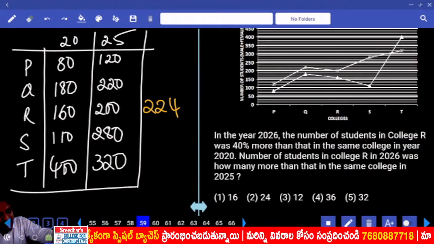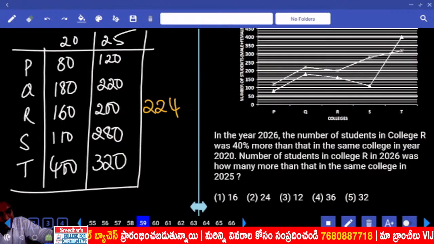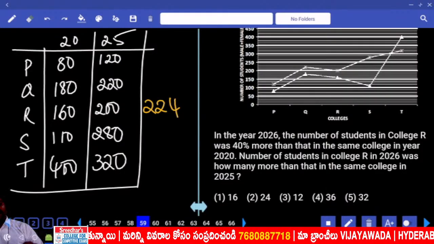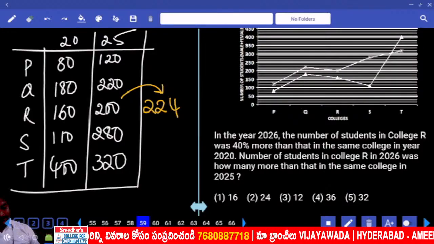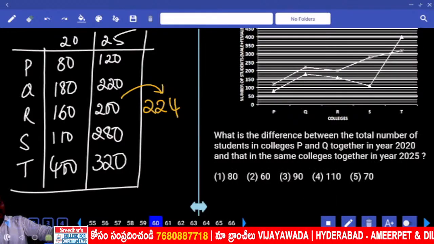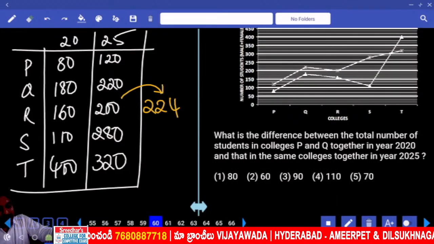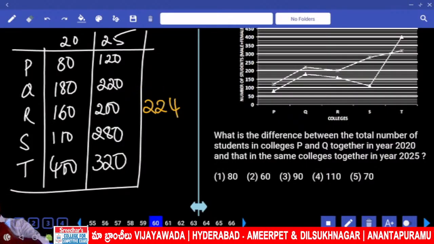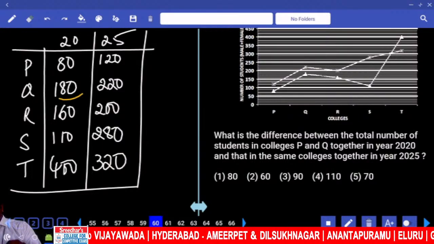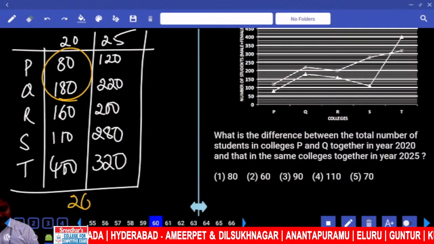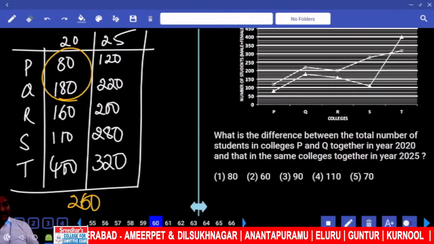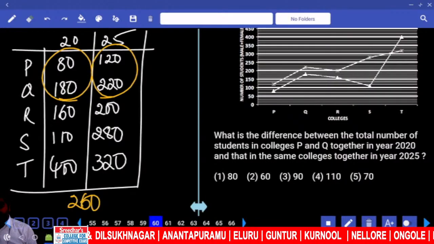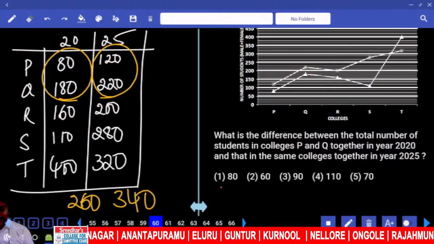Number of students in college R in 2026 was how many more than that in the same college in 2025? How many more students are there? What is the difference between total number of students in PQ together in 2020? PQ together in 2020, 260, and same colleges together in 2025, 340, difference 80.